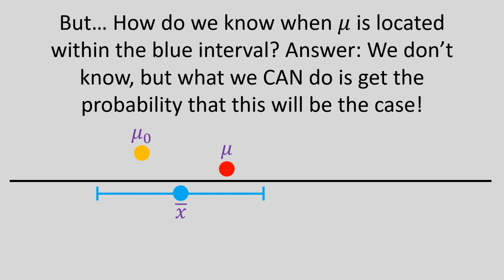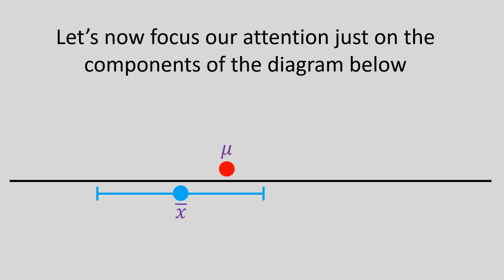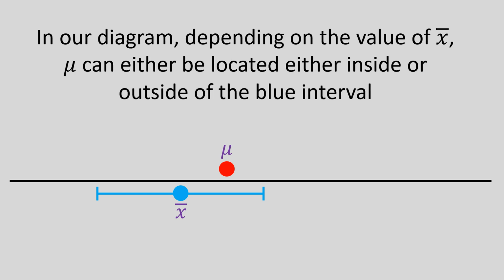But how do we know when mu is located within the blue interval? Well, the answer is that we actually don't know. But what we can do is get the probability that this will be the case. Let's now focus our attention on just the components of the diagram below. In our diagram, depending on the value of x bar, mu can either be located inside or outside of the blue interval.